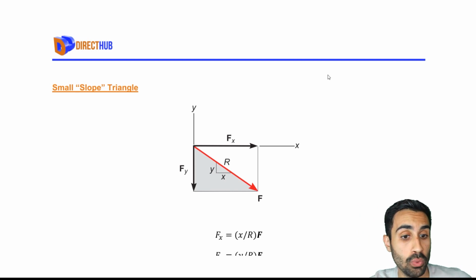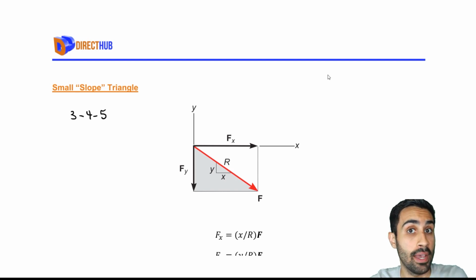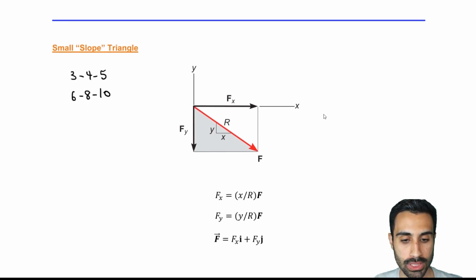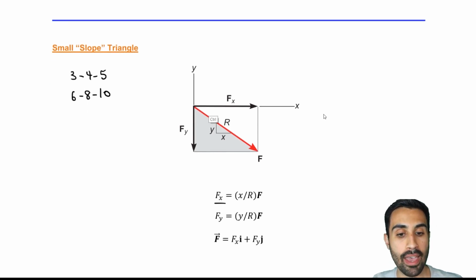Let's say common ones is a 3, 4, 5 triangle. The 5 is going to be the longest side. So that's going to be the hypotenuse side. Another common one is a 6, 8, 10. And you don't really have to remember these. We just have to know how to break down these components to get these components. So let's say, for example, we want the Fx component, the component in the x direction. We take x over r times F.